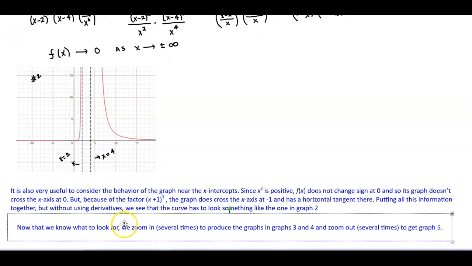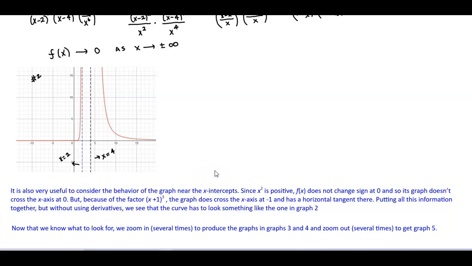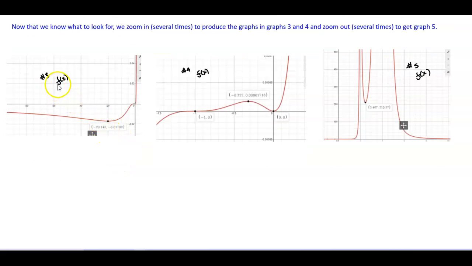Now we want to know what to look for, so we need to zoom in several times to produce the following graphs 3 and 4, and then we're going to zoom out several times to get the graph of 5. So let's take a look at these graphs. We have graphs 3, 4, and 5.